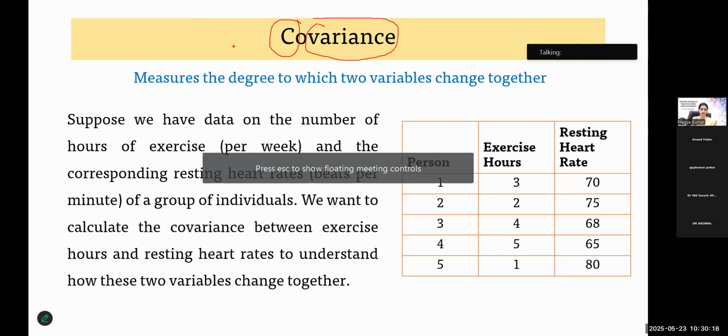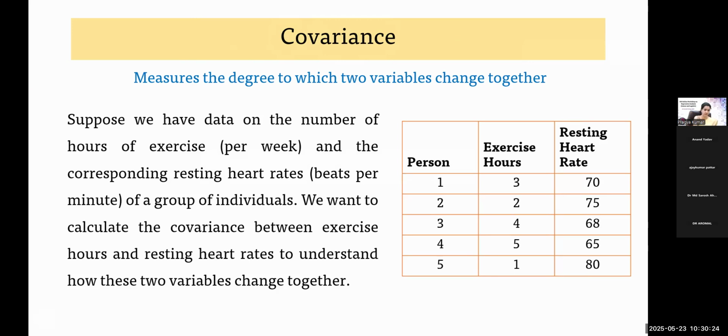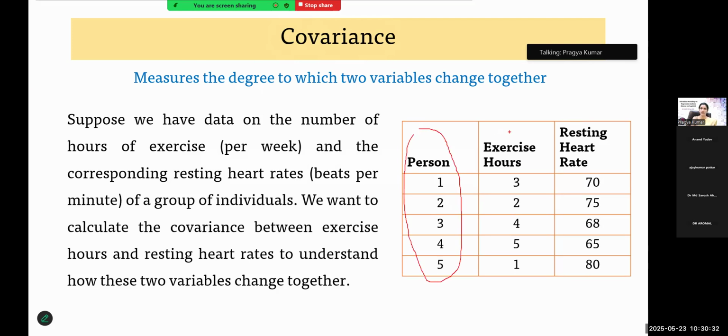In this data set, there is data of 5 people. In the first column, it is the number of the person. In the second column, it is the exercise hours, measured in hours. And then it is the resting heart rate. I have the number of hours of exercise per week, and I have taken the heart rate of these people, and I want to calculate the covariance between exercise hours and resting heart rate, in beats per minute. That's the unit. So how are these variables co-varying?